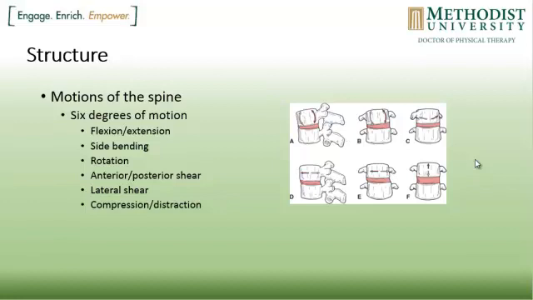Lateral shear is very similar to that. So this is different than side bending. You're not bending the structures one on top of the other. It is a true side-to-side movement, and you will get some translation of that disc laterally, just like this one had forward translation. This is lateral. And then compression and distraction. With compression, there will be increased force circumferentially throughout the entire disc, and with distraction, you will have less force on that disc. Same with all the posterior pillar structures.